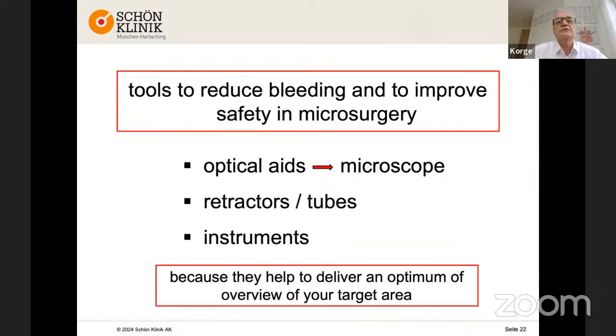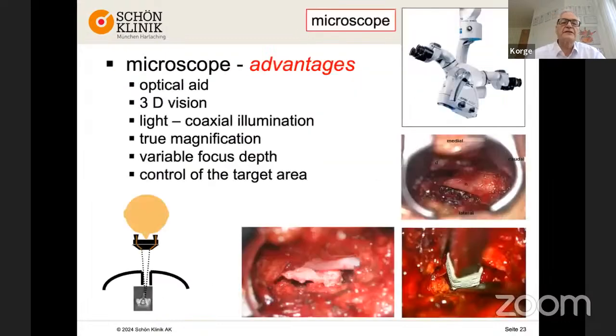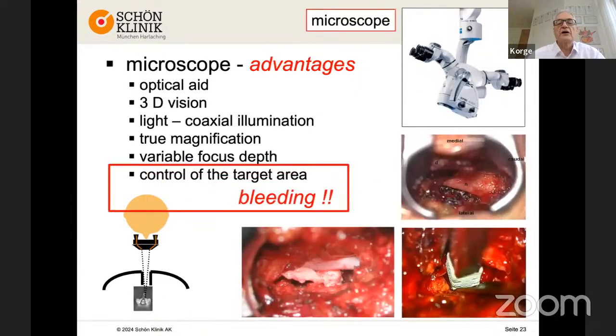So what are the tools to reduce the bleeding and improve safety? The microscope again, as you see here, gives you the possibility of making a meticulous point-orientated hemostasis, whether you use a bipolar or whether you use any substances. I'm coming to this in a second.